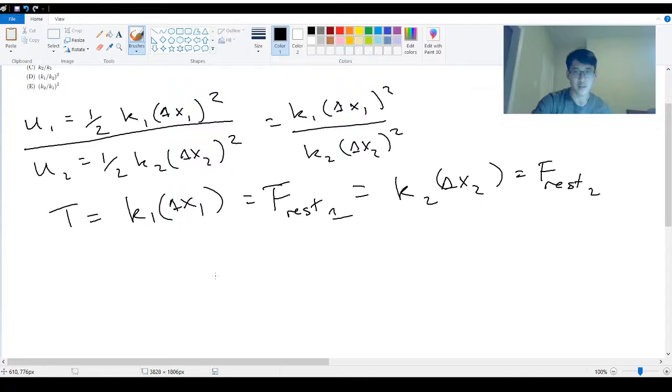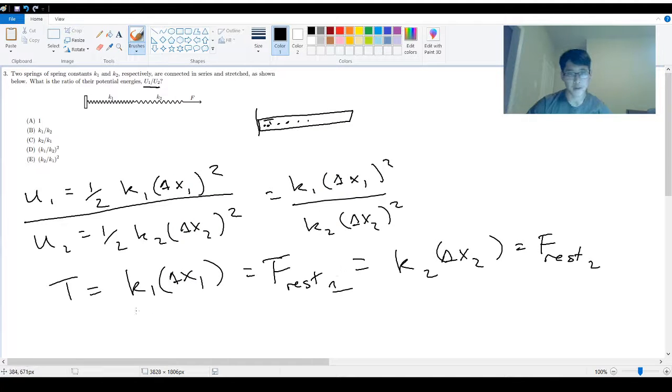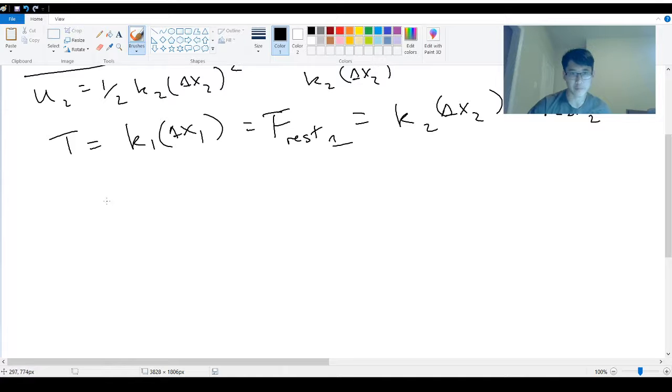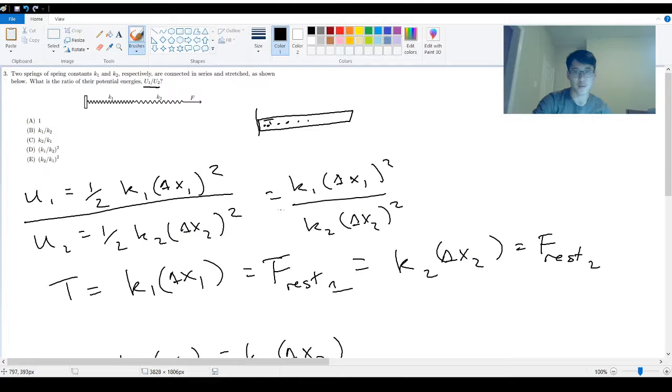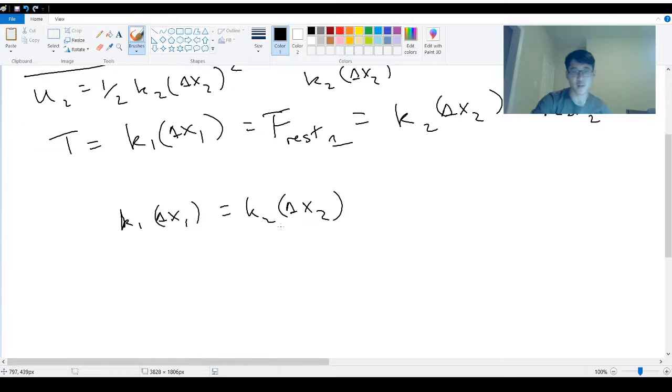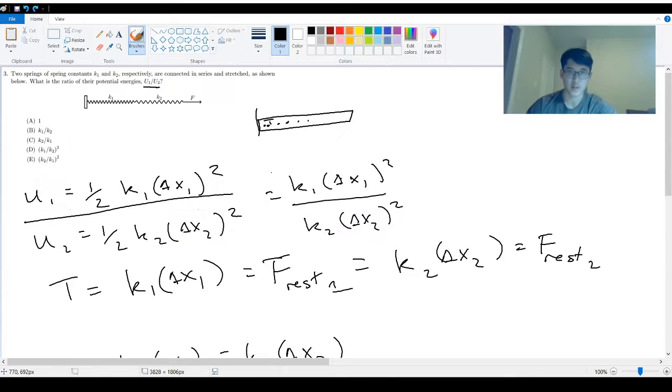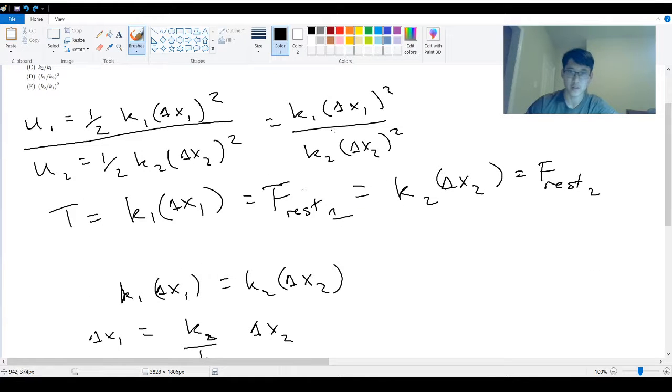So what we see here is that K1 delta x1 is equal to K2 delta x2. So what I'm actually going to do is solve for delta x1. So delta x1 is equal to K2 over K1 times delta x2. So this is the equation for delta x1. So I'm going to plug that into this equation.